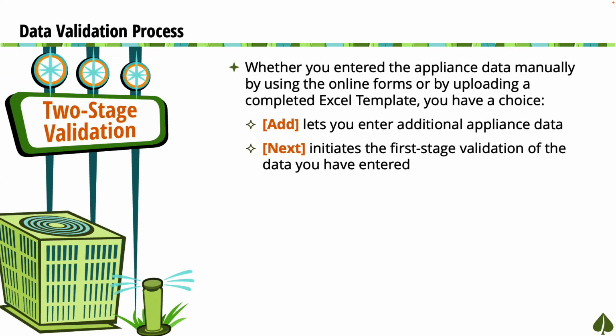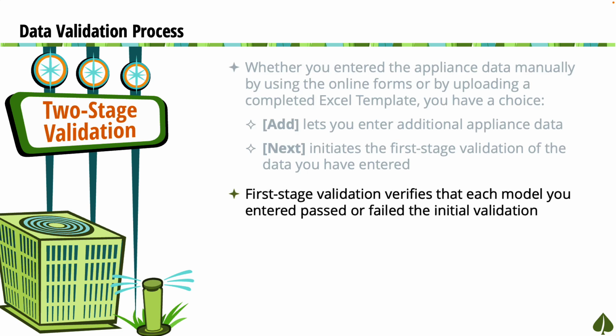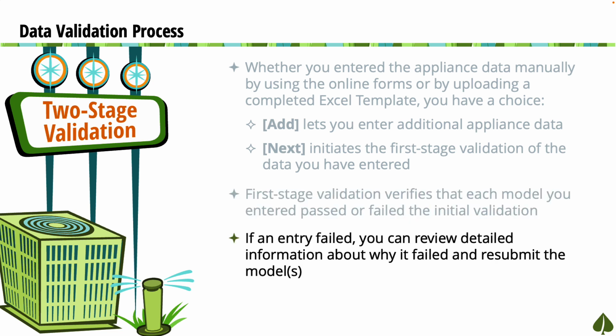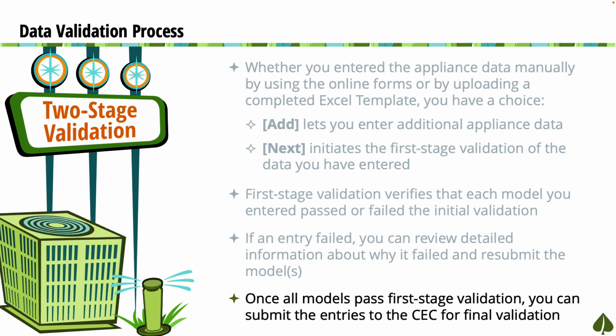Appliance data goes through a 2-stage validation process. The first stage begins immediately after submitting your appliance data to the MAEDbS. If the first stage results in a failed entry, you will be able to review the errors and resubmit the data with corrections. After models pass through first stage validation, you can submit entries to the CEC for second and final validation.